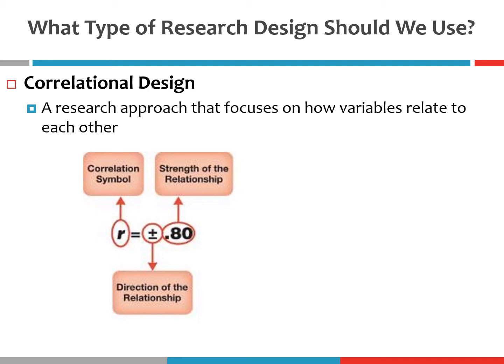And when we talk about the direction of the relationship, we can indicate that with either a positive sign or a negative sign, right? So a positive relationship between two variables means that as one goes up, the other goes up, or as one goes down, the other goes down, right? So it's a direct relationship between two variables, whereas a negative sign means that there's an inverse relationship, whereby as one variable increases, the other decreases, or vice versa. Okay? So in the context of this research question, we are going to conduct a correlational design.